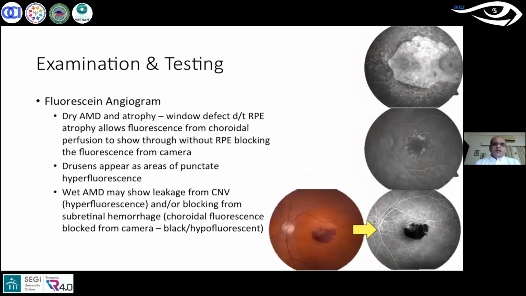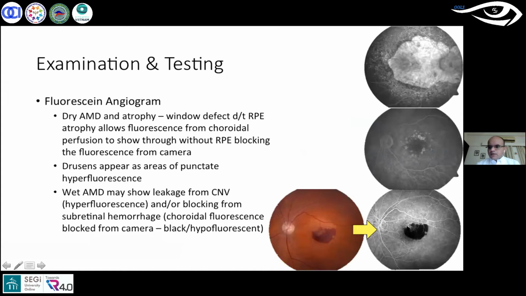Fluorescein angiography in patients with dry AMD and atrophy usually presents with a window defect. So you can see the entire fluorescence of the choroid. The flush is seen through very easily because the RPE here is damaged and is unable to block the fluorescence from the choroid. So you see this as a window defect. Drusen would appear as areas of punctate hyperfluorescence. So you can see those over here. And wet AMD may show leakage from CNV.